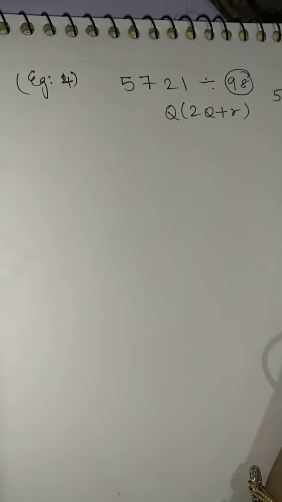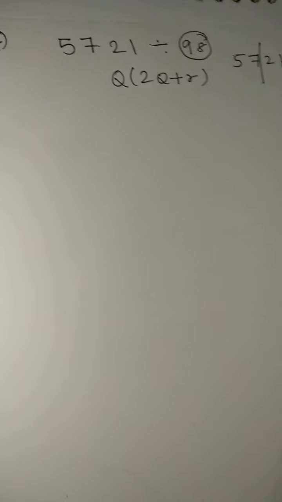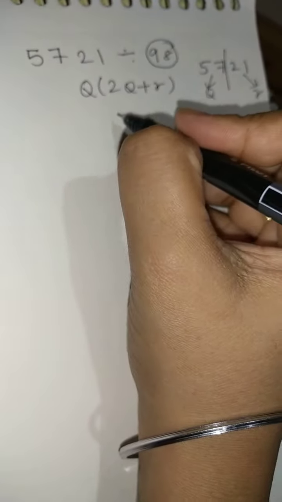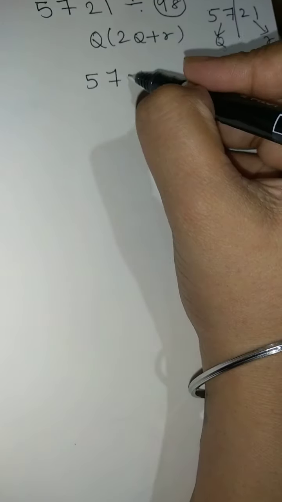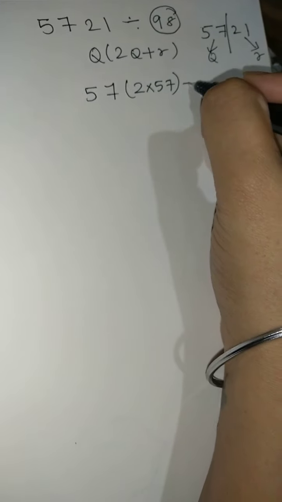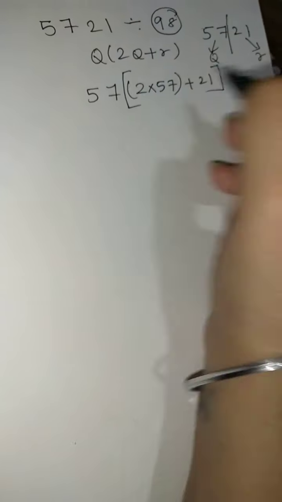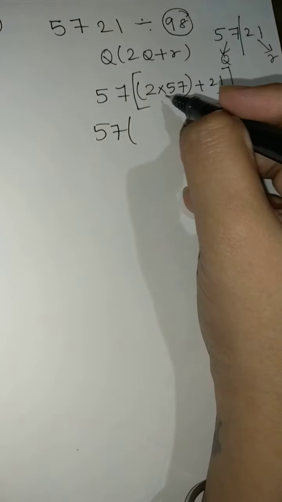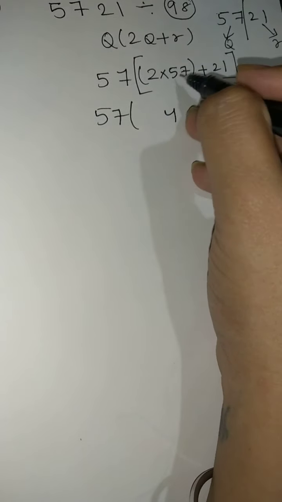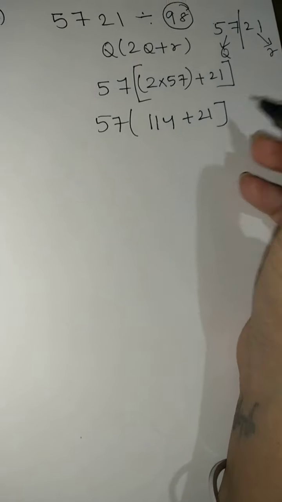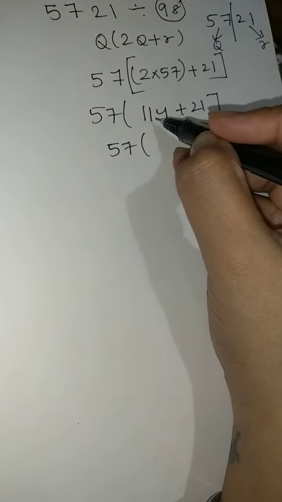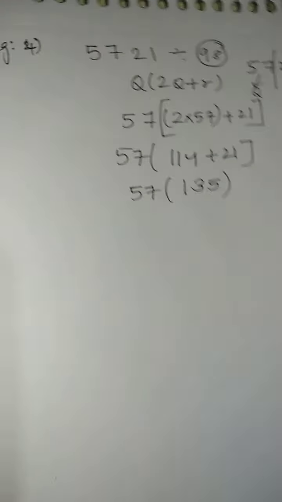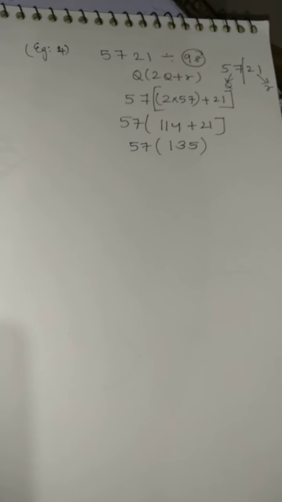5721 को मैं कैसे डिवाइड करूँगी? यूनिट टेंस एंड हंड्रेड्स के बीच में. So 57 is q and 21 is r. So my formula, I'll substitute 57, 2 into 57 plus 21. बराबर? Yes. So 57 and first let me do this. 114 plus 21. So what is it? 57 plus 21, that is 135. Now see, now here is a punch, okay?